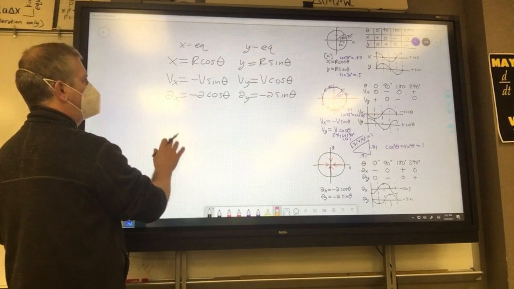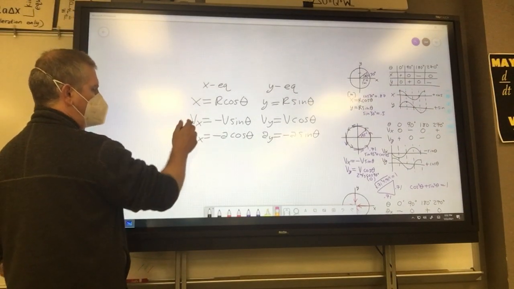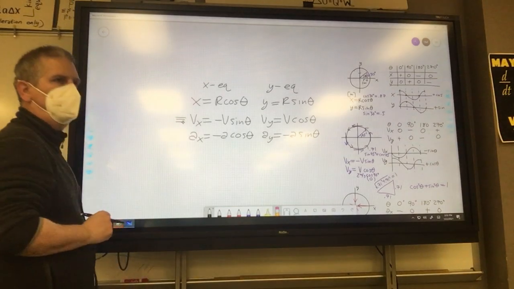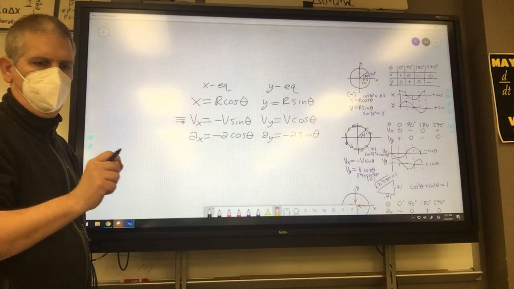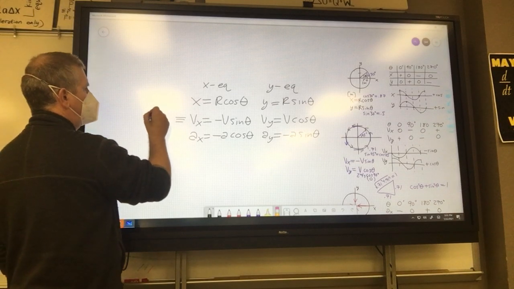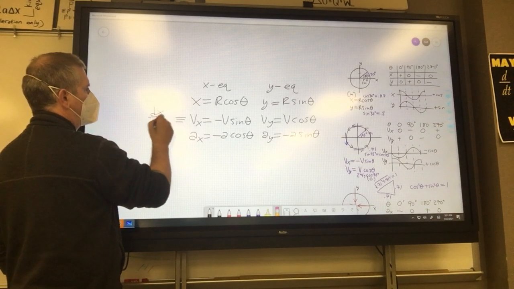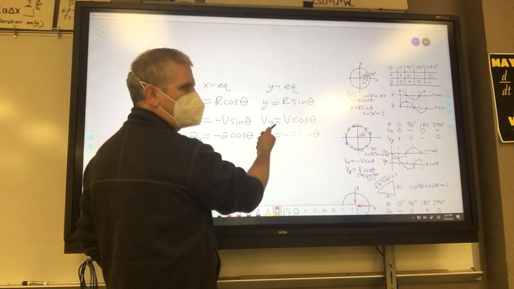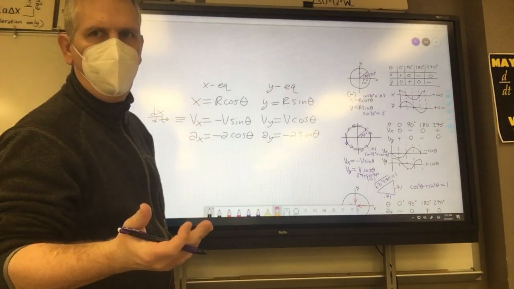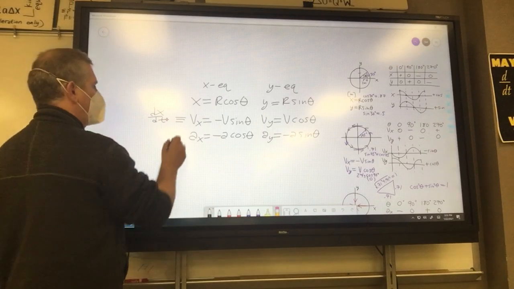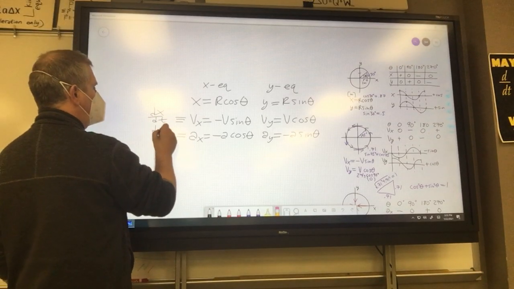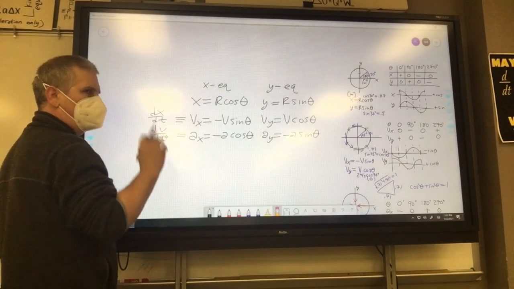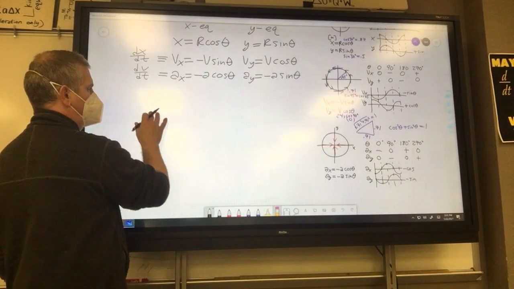You should now remember that the velocity function is defined as dx/dt, or the derivative of the x function. Likewise, the velocity in the y direction would be the derivative of the y position. The acceleration is dv/dt. Now, before I make one more comment, we're going to go down here and prove something.